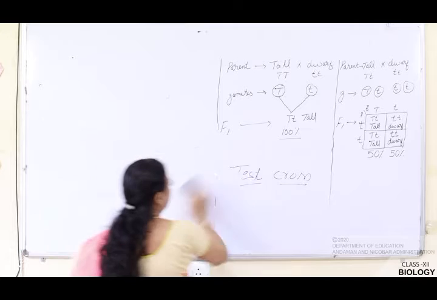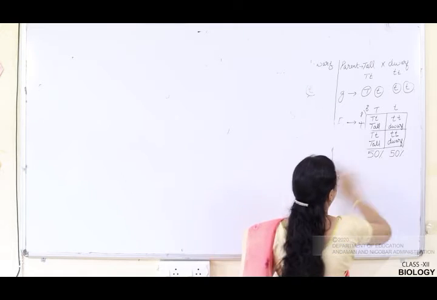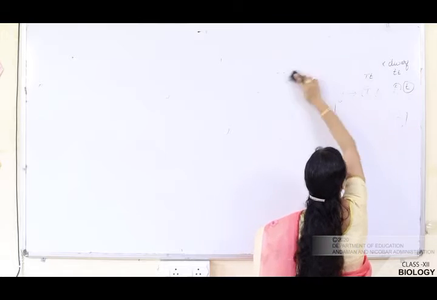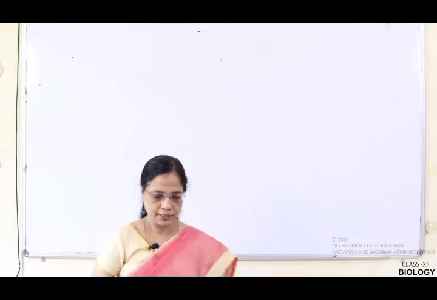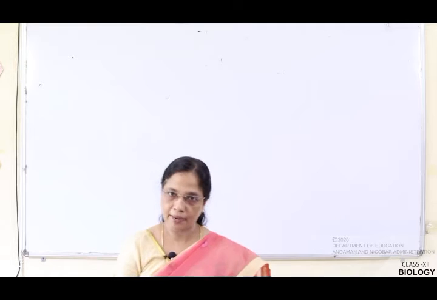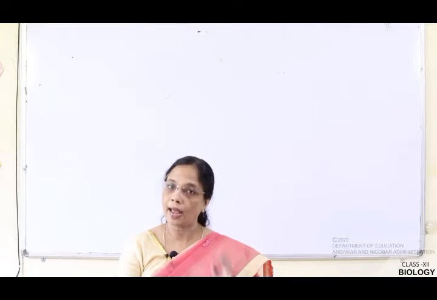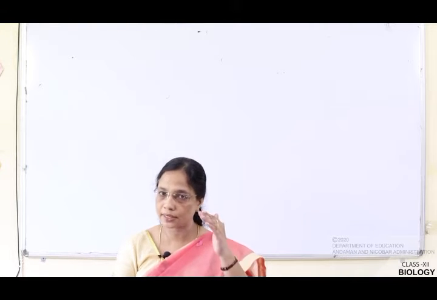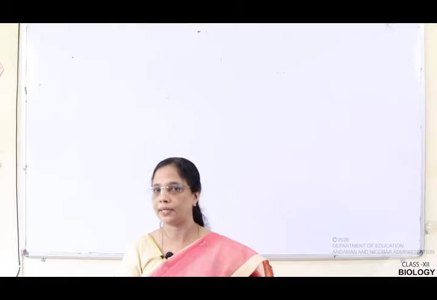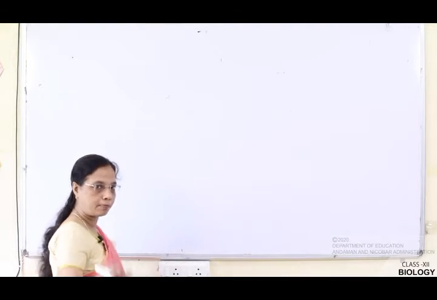Now, Mendel's experiment was also done in other plants, using the same methods. What are the 3 steps of Mendel's experiment? Selection of pure parent plants, hybridization of the pure parent plants, and self-pollination of the hybrids. These are the 3 steps followed by Mendel, and they are followed in other plants also.